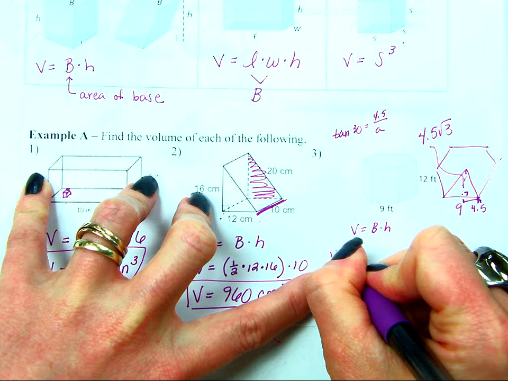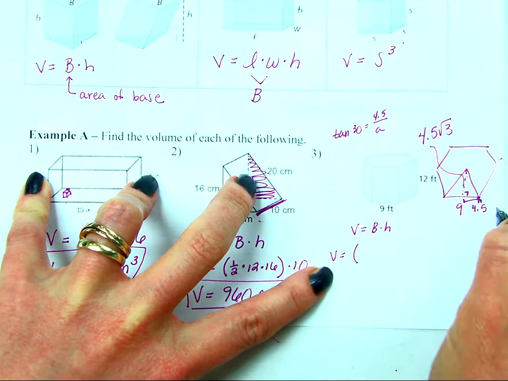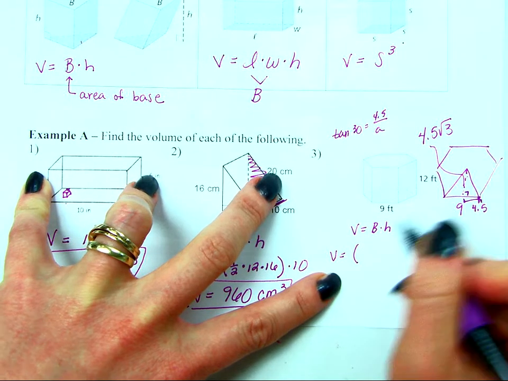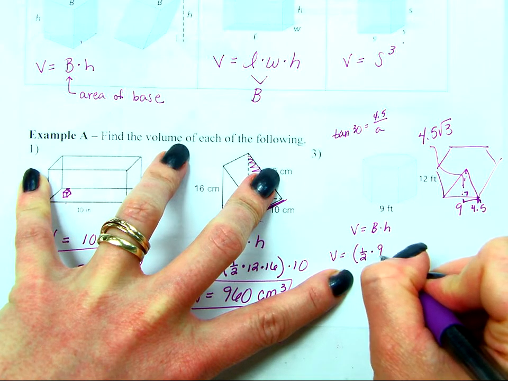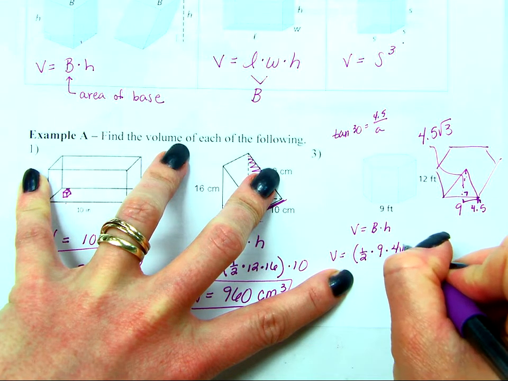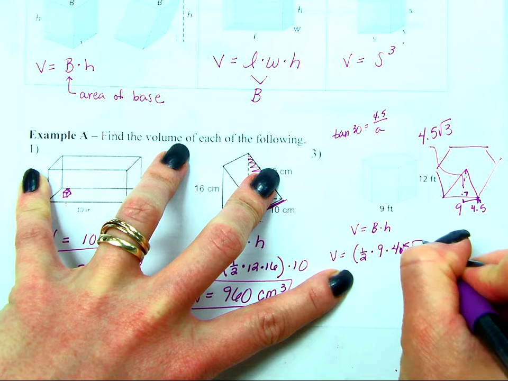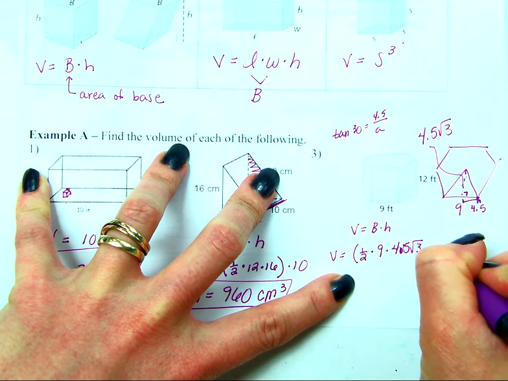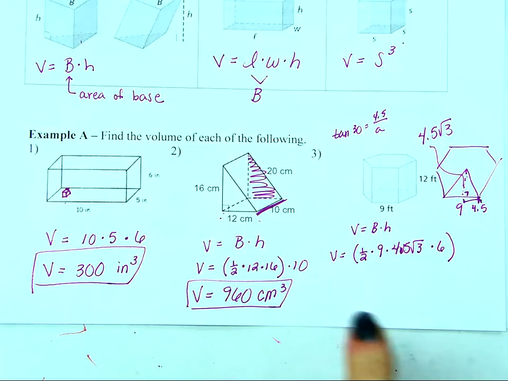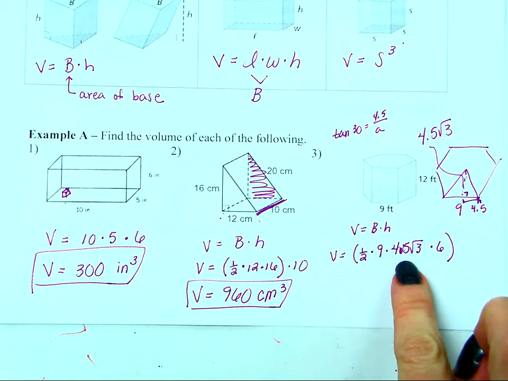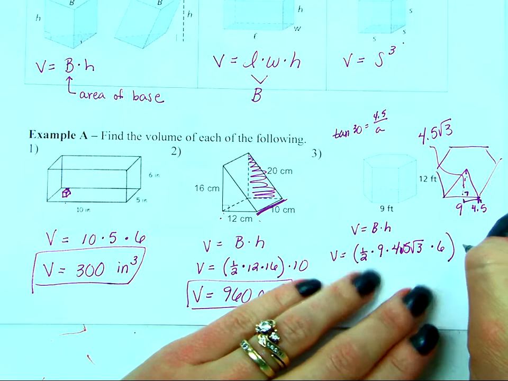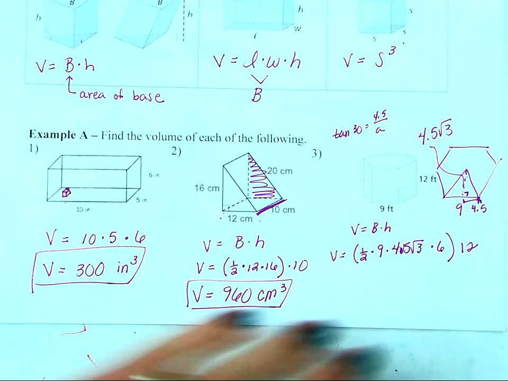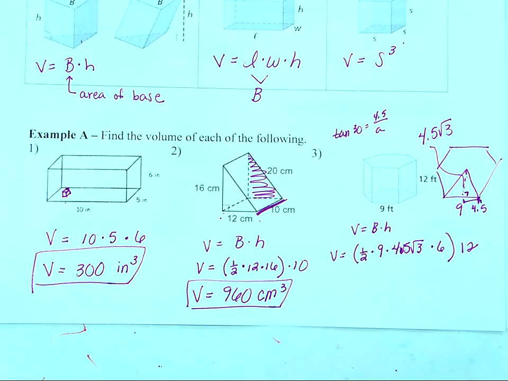So finding my volume, first I'm going to do that for the hexagon, right? We are going to take 1/2 times 9 times 4.5 root 3 times 6. All of that is for my hexagon. Base and height of my triangle, I have 6 triangles. Then I need to go ahead and multiply that by 12. Why 12? Well, 12 is the height of my prism.